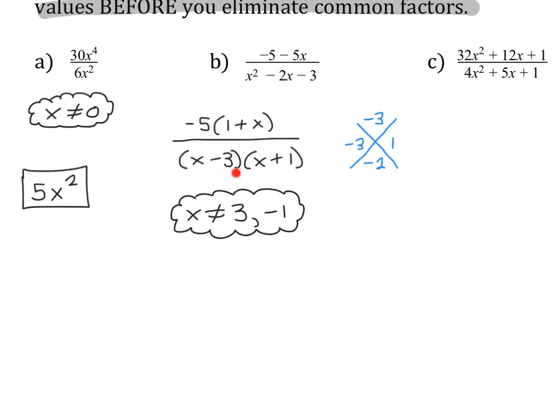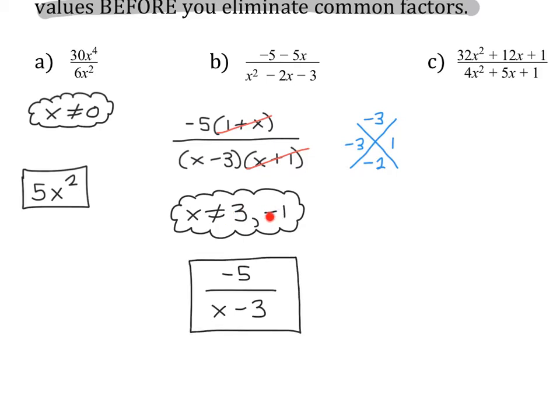And now we can look in the numerator and denominator for common factors. So here you might notice that we have 1 plus x and x plus 1. Although the order is flip-flopped, since it's addition, the order doesn't matter. So these are actually a common factor, so we can cancel them out. And what we have left is negative 5 over x minus 3. So this is our simplified expression with these 2 restrictions.